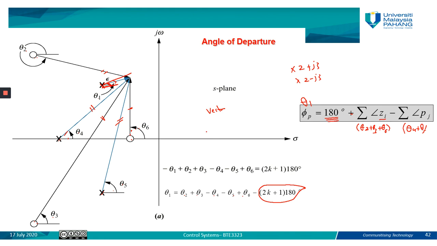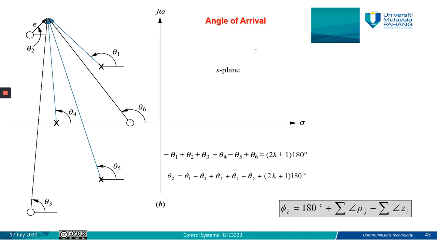Regarding the angle of arrival, it's almost the same. But the angle of arrival is more related to the zero, while the angle of departure is related to the pole. So if we want to find the angle of arrival for theta 2, for example, here this is a zero, and we have the arrival for the root locus, and the angle of arrival is the angle with the horizontal line, or with the real axis, or a line parallel with the real axis. So this is the value of theta 2.